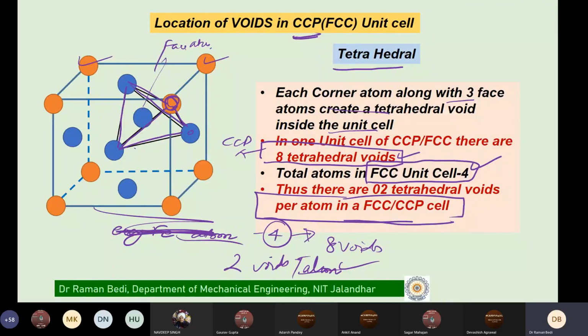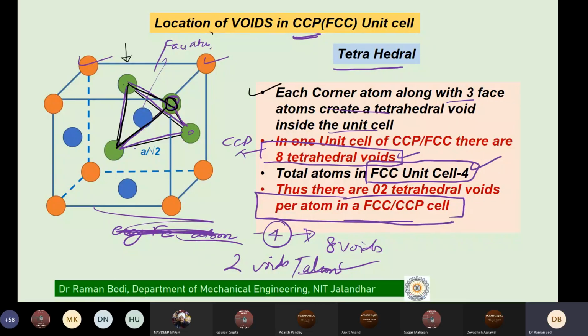So where are these voids located here? We can observe in this diagram that the tetrahedral voids in a CCP unit cell are located in this particular tetrahedron, which we referred to yesterday. These four atoms, one corner atom and the three face atoms, combine together to give us this tetrahedron, and this is the void which is created here in a FCC system.